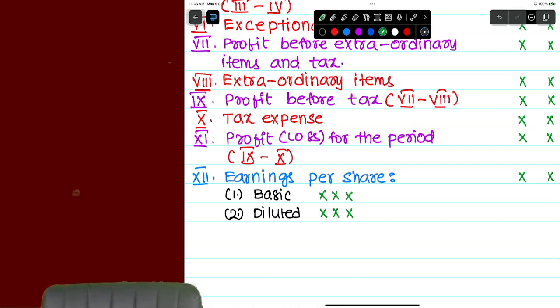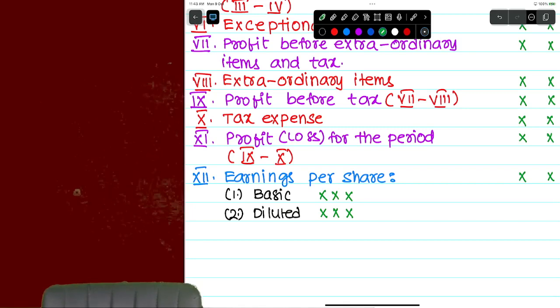Today in my company there are 10 lakh shares. Profit is 1 crore. Tell me the EPS. 1 crore divided by 10 lakhs. How much is EPS? 10 rupees is the EPS. Correct? Yes, sir.